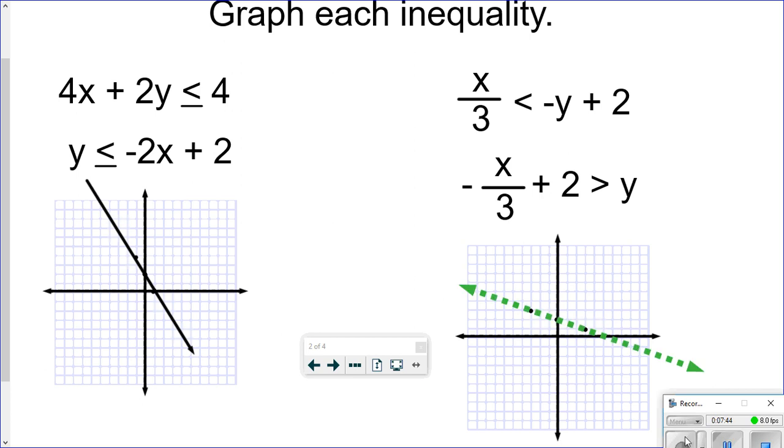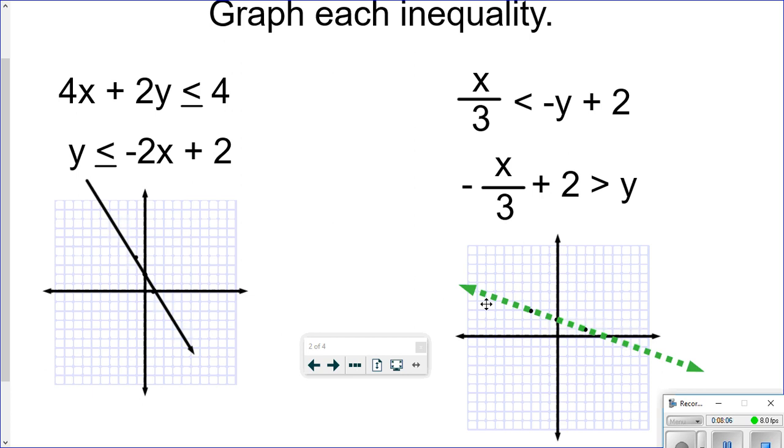Actually, there's my line. Sorry, after I put it on there, I realized I did it wrong. So you might say, well, hold on, it's the exact same line. You're right, it is. The difference is this is a solid line, and it's a solid line because the inequality is less than or equal to. And this is a dashed line because it's just a less than symbol, not a less than or equal to.